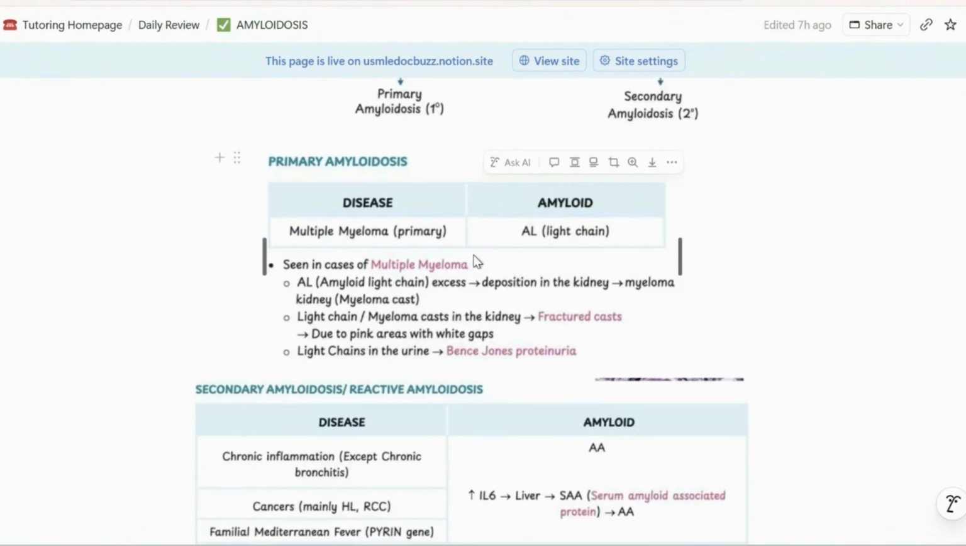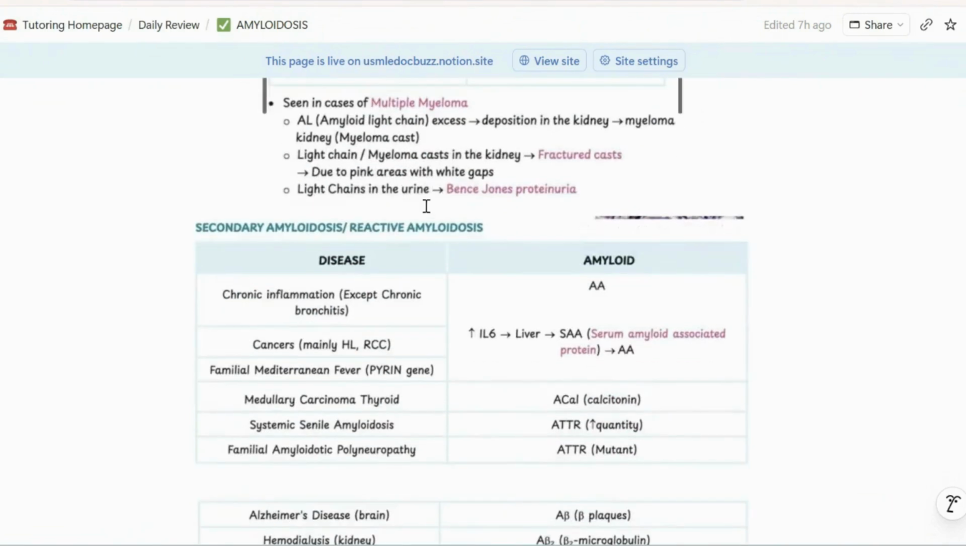So as these light chains accumulate, they can make casts in the kidneys and they can show up as proteinuria, right? More specifically, Bence-Jones proteinuria. They're usually negative on dipstick, so you have to use electrophoresis, right? Urine electrophoresis or serum electrophoresis to map out exactly where that M spike is, right? So that's how you know, right? We'll go into multiple myeloma later, but that is a primary amyloidosis, okay?